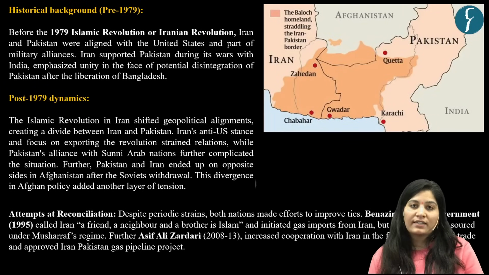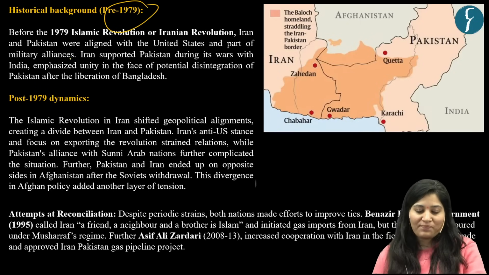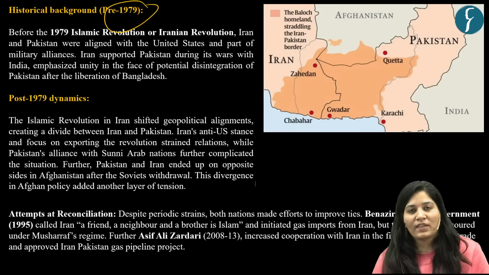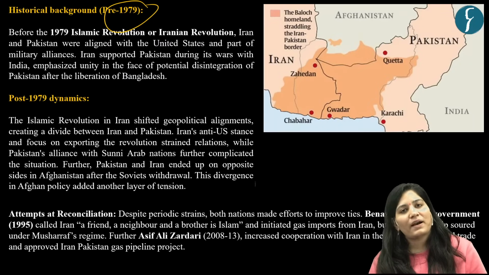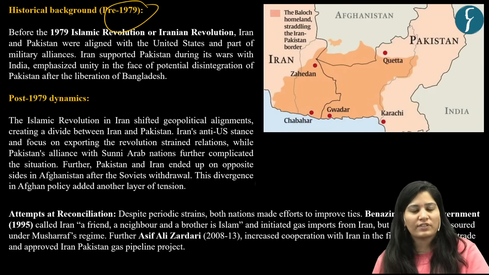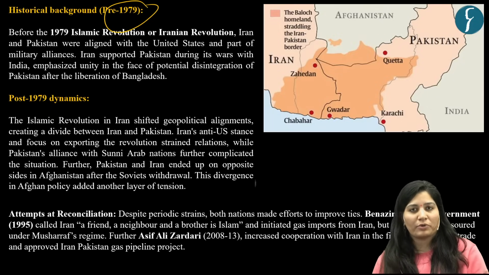First, we'll cover the historical background. Mark this year, 1979. It's very important. So it all started with pre 1979. See what happened before 1979. Iran and Pakistan were allies of the US. They shared a very good relation. Iran supported Pakistan in every war against India. They shared a very good rapport.